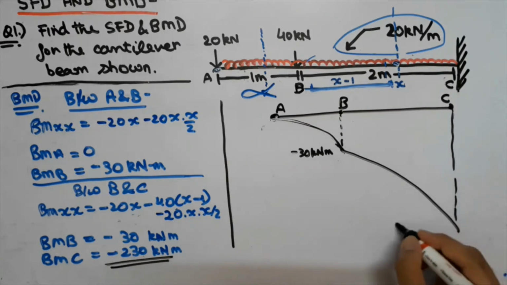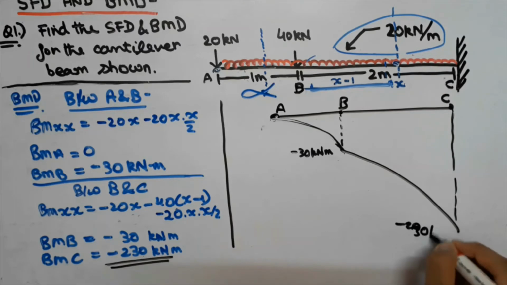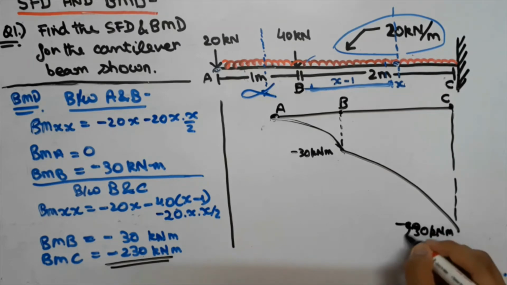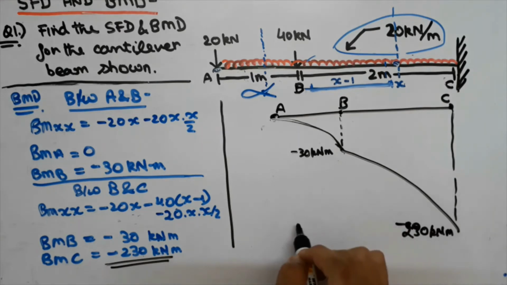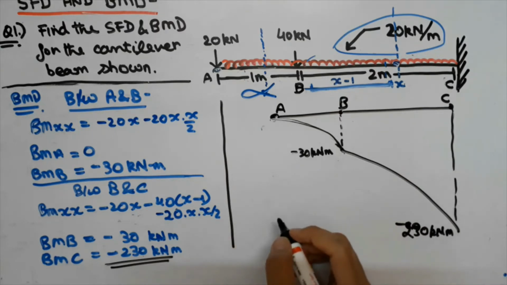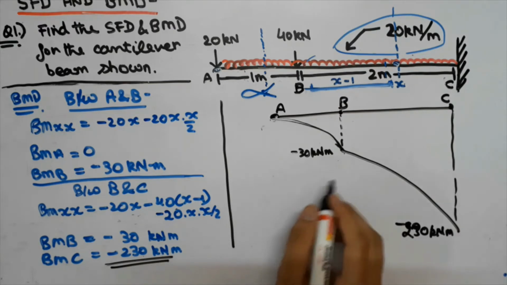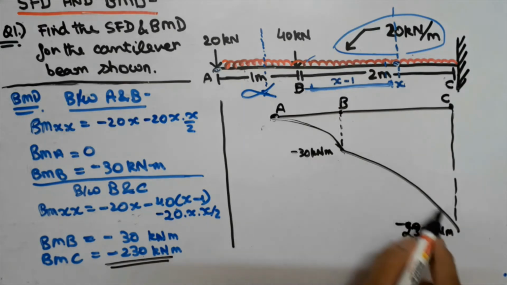That is minus 230 kilonewton meter. Now guys, you must be wondering why we made a curved graph. Please remember that in the shortcut procedure method we discussed before, we stated that when we have a UDL, that is a uniformly distributed load, then our BMD graph would come out to be parabolic. So this is our parabolic shape.